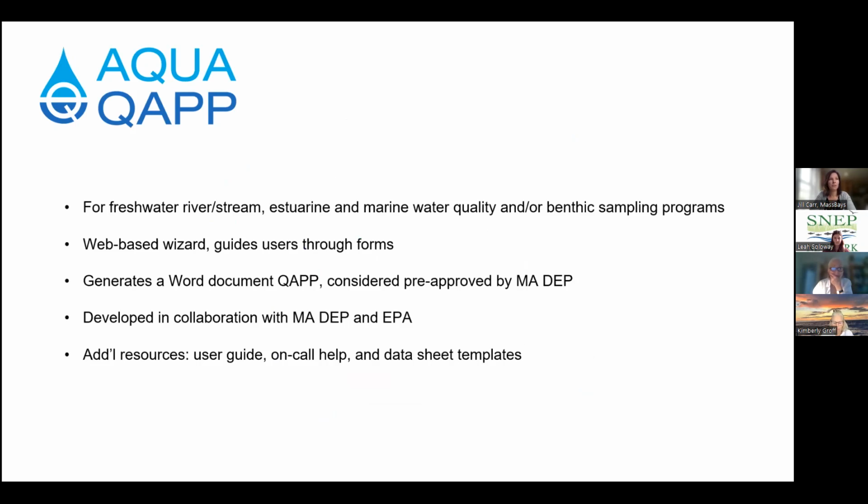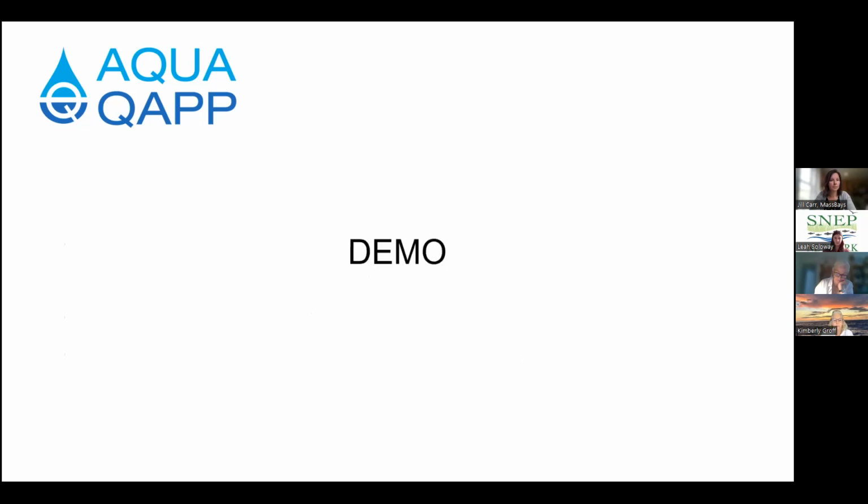So that burden of communicating back and forth and all the iterations that traditionally go with QAPP approval have all been eliminated through this pre-approval. A QAPP built through AquaQAPP is also considered acceptable for approval by EPA. So it was developed in close collaboration with both of those entities. And we have a lot of additional resources that go along with it, including a detailed user guide, on-call help. That's something that I do for folks. And we have about 30 different data sheets, templates for folks to use as part of their program, and lots of other goodies for resources.